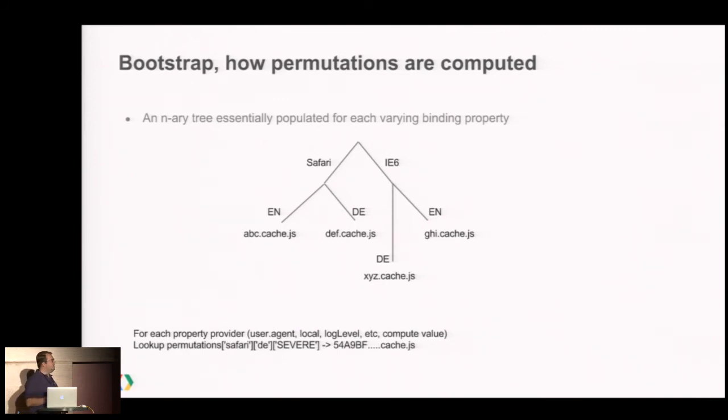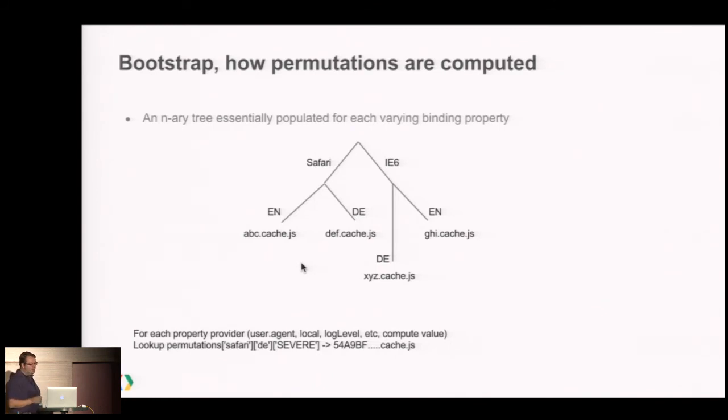But one of the things it does do to generate the bootstrap code and not have a really giant nocache.js file with all the possibilities is it first constructs a tree of these variables, kind of like a decision tree. So you start out at the root, and let's say just for the browser, you have two decisions. You can either be Safari or you can be IE6. Then the next thing it does is it pivots on the next permutation variable. So you can either be English locale or German locale, and then you can have further things.